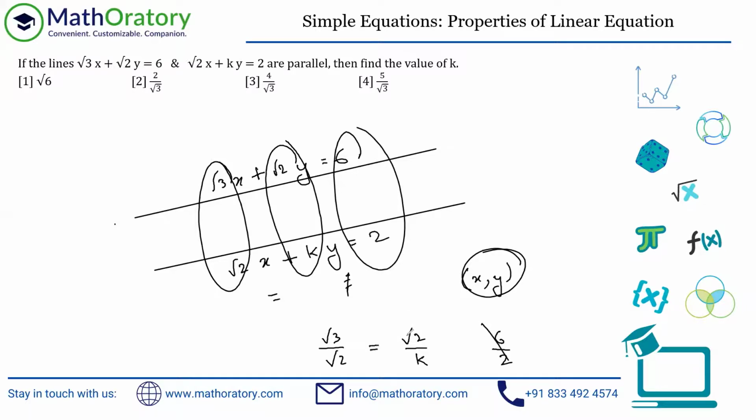Just make these two equal, because if you're making these two equal and this can never be equal to this, then root 2 by k will also be not equal to 6 by 2. So just make these two equal. That's all you need to do. So, implying that k will be equal to root 2 into root 2, that is 2 divided by root 3. So that is option 2 here.